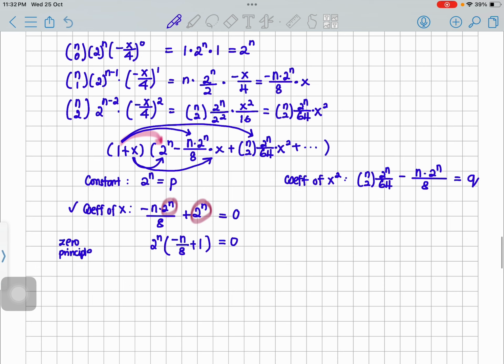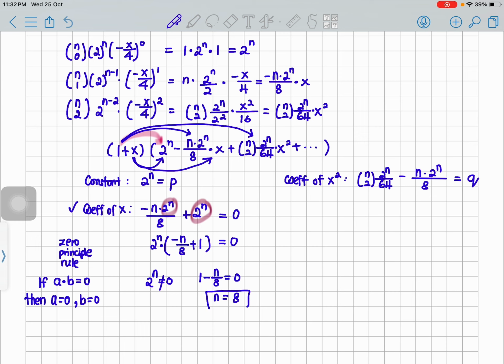This is exactly like the zero product rule. Can you see you have a multiple there? So what is the zero product rule? a times b equal to 0 simply means a equal to 0 or b equal to 0. If this is true, then you have options. So similarly, there are two things here, 2 power n and then the other bracket. Can the 2 power n ever be equal to 0? You can't, because it's a positive function. 2 power n is always greater than 0. So you take the other one. 1 minus n over 8 is equal to 0. My n is going to be 8. Done. I found my n value.